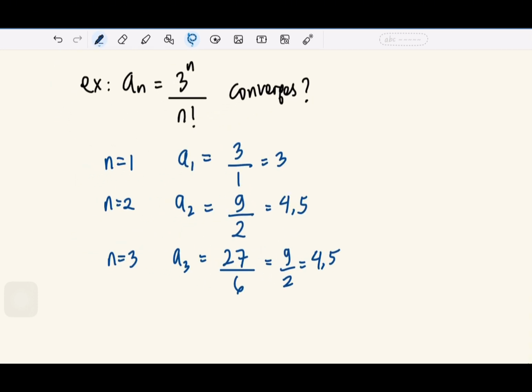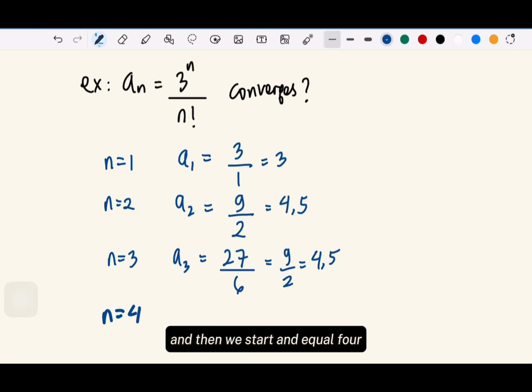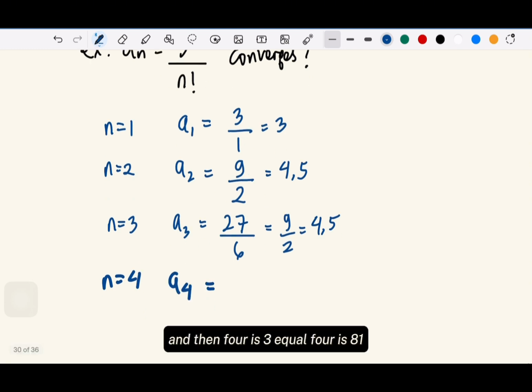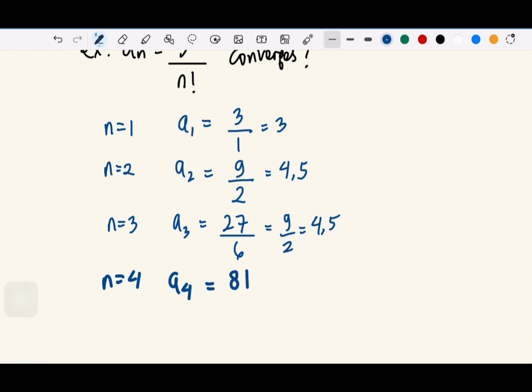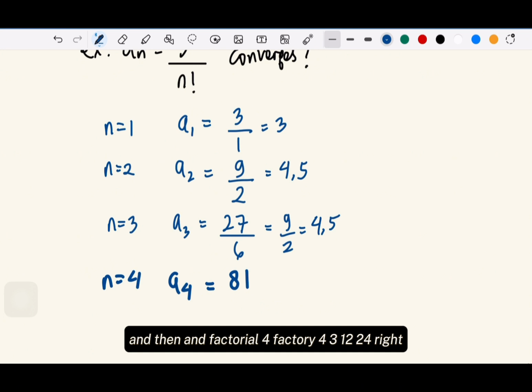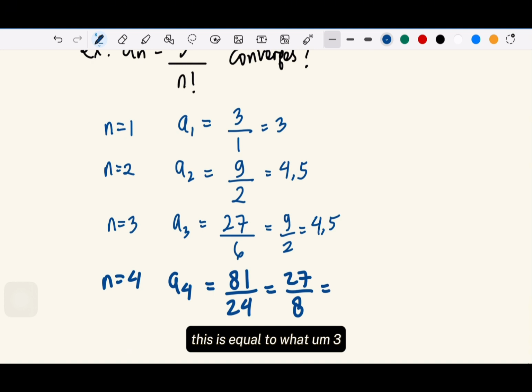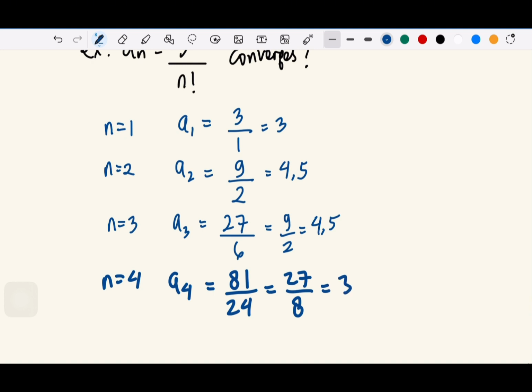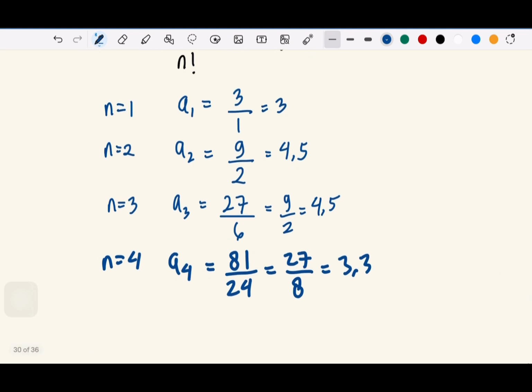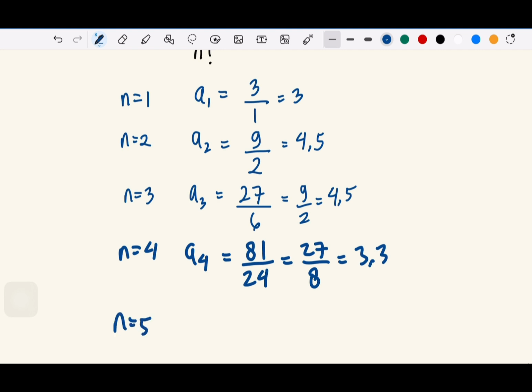Let me make it bigger. Then we start n equal 4, just to see what is going on. 3 to the power 4 is 81. And 4 factorial is 4 times 3, 12, 24. Then divide by 3. This is equal to what? 3.3 perhaps? Yeah, maybe 3.3, almost 4. And then n equal 5.